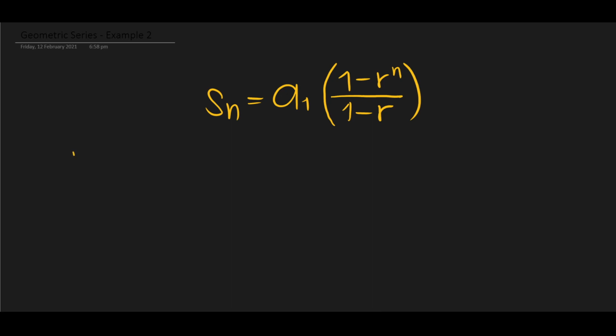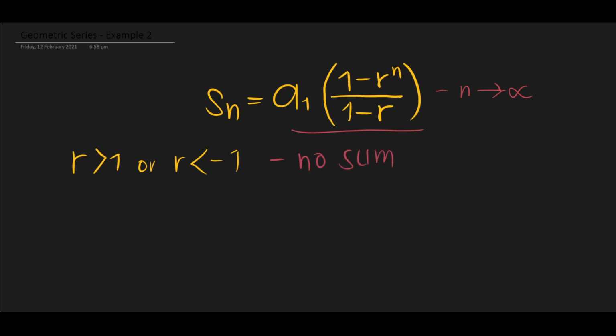So what if our value of r is greater than 1 or r is lesser than -1? Now if we take a look at our formula, if r is greater than 1 or r is lesser than -1, this summation right here will get larger and larger as n approaches infinity. It will increase, it will become larger and larger. So we can say that we have no definite sum, no finite sum for these values of r, okay, within these ranges.